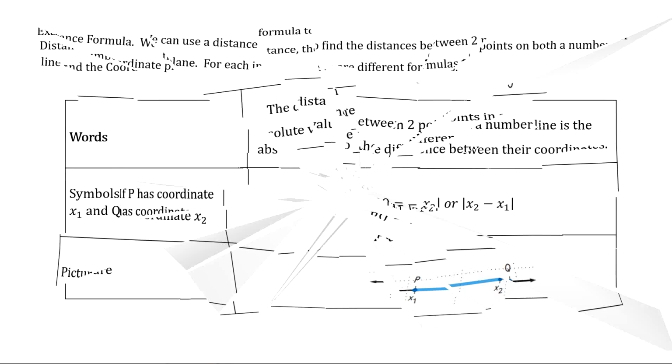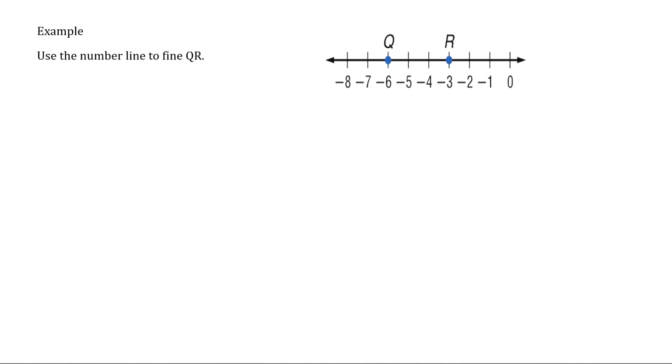So if we look at our example on the next page, use the number line to find QR. They're showing Q is at -6, R is at -3. We want to find the distance. We can count it. We can see that it's 3 by counting it, but we're going to use the formula. So QR is the absolute value of one x value minus the other. So I did -6 minus -3, which becomes -6 plus 3, again, all in the absolute value symbols. So I end up with the absolute value of -3 for QR, which simplifies to 3. Remember, absolute value is just take whatever's on the inside, get rid of a negative sign if it's there.